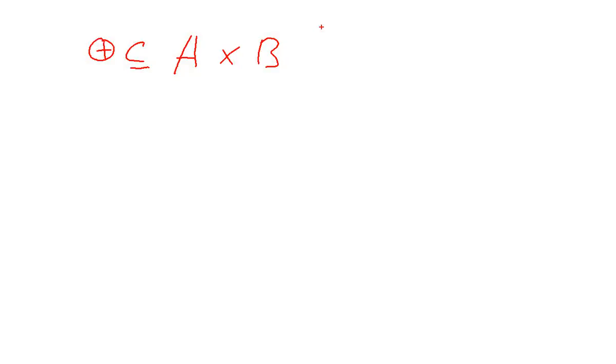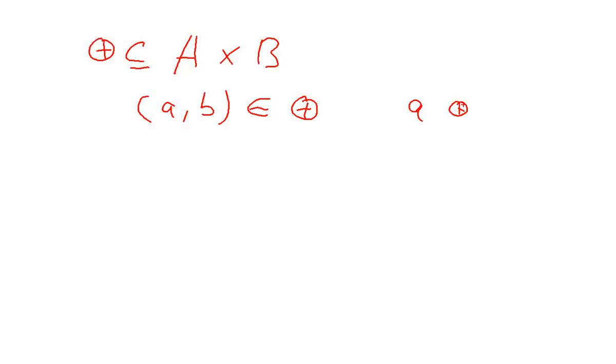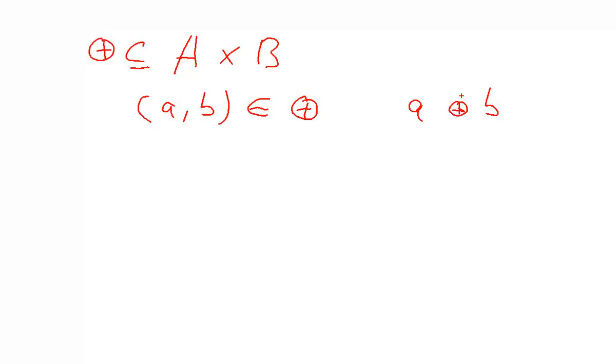The result of that is, if I have some small a in A and small b in B, it may be the case that the pair (a, b) belongs to circle plus, right? It may be the case. Here small a is in capital A, small b in capital B. Is that clear? Whenever that happens, we're going to write a circle plus b. That's the typical notation, okay?